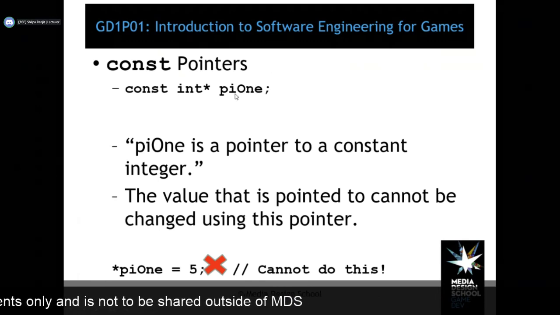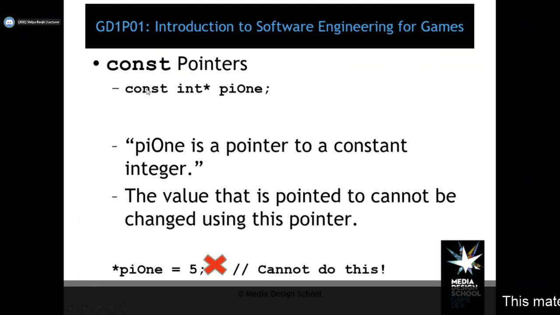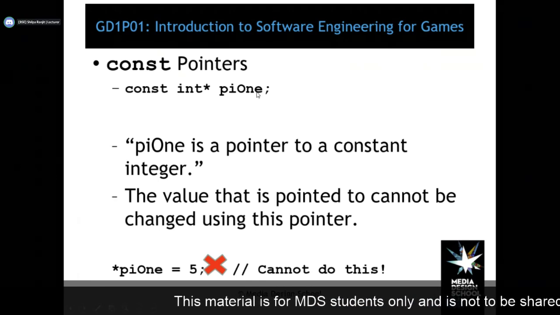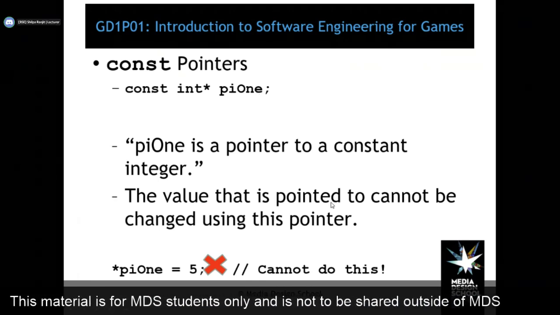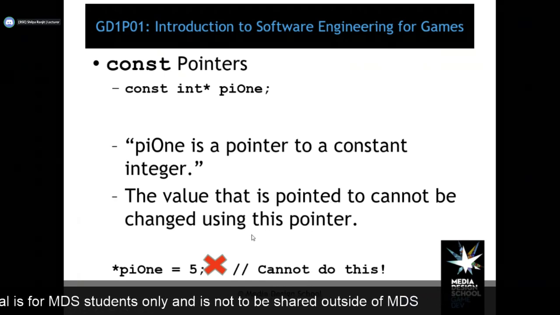pi1 is basically a pointer that will hold the address of any constant integer variable. So what does a constant integer mean? The variable will not change its value in any case. So the purpose of pi1 is to hold the address of such constant variables whose value is never going to change. All right. So the value pointed to by this pointer is never going to be changed.